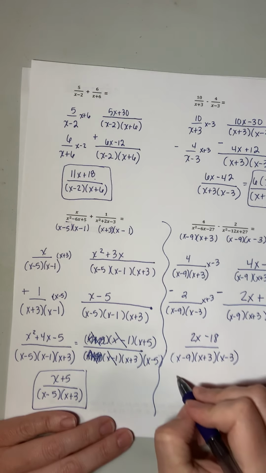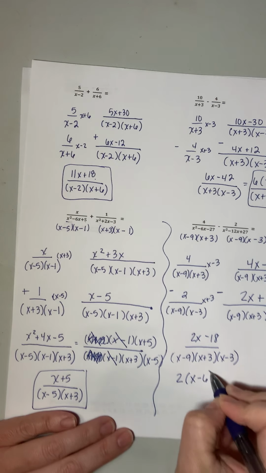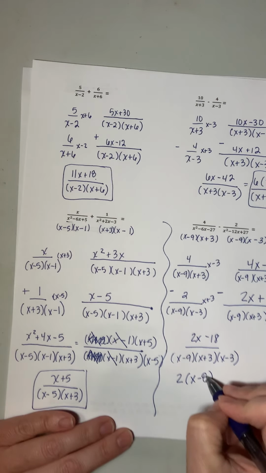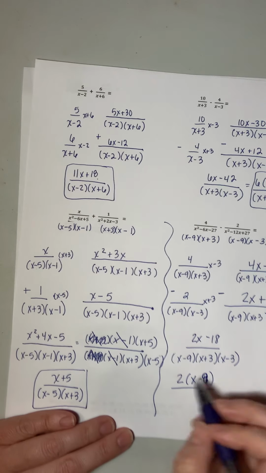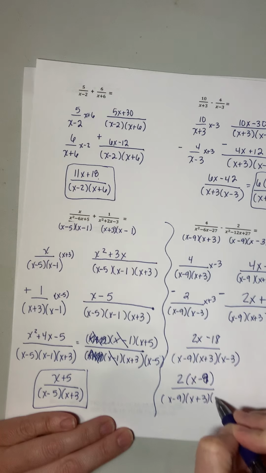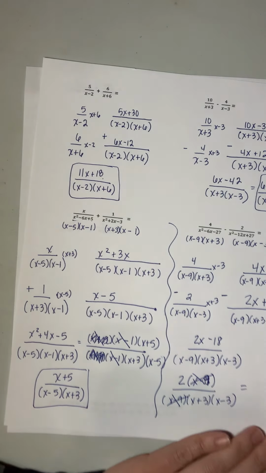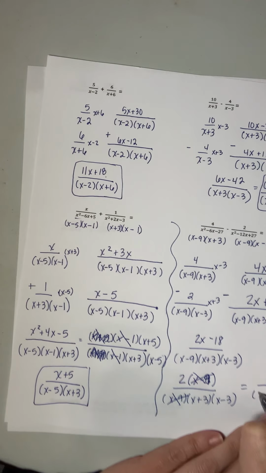Okay, I can factor the top, bring out the 2. Gives me x minus 9, sorry. They have the x minus 9s in common, so your final is 2 over x plus 3, x minus 3.